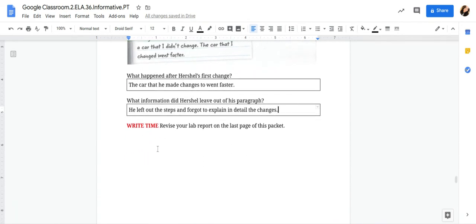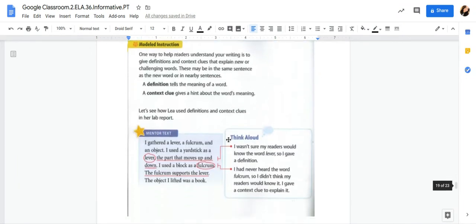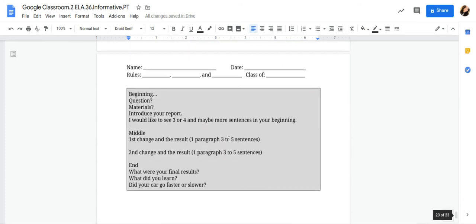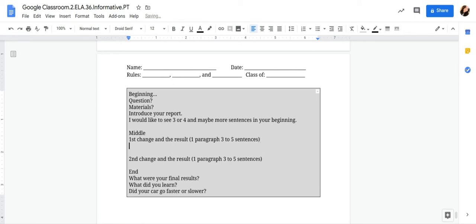Now, I want to give you some time to revise your report on the last page. So, on the last page, your beginning, did you put a question? Did you talk about the materials you used? Did you introduce your report? Your middle is your first. Did you talk about your first change and the results? Did you list your steps?